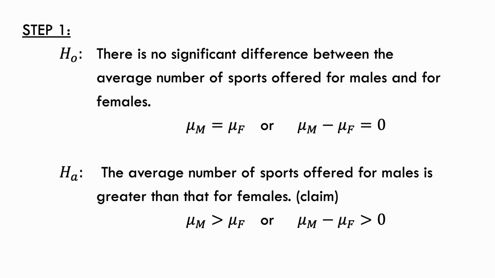So for step 1, our null hypothesis is that there is no significant difference between the average number of sports offered for males and for females, while our alternative hypothesis is that the average number of sports offered for males is greater than that for females, and this is our claim.